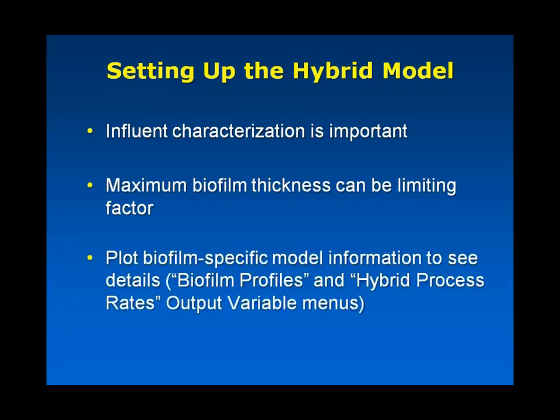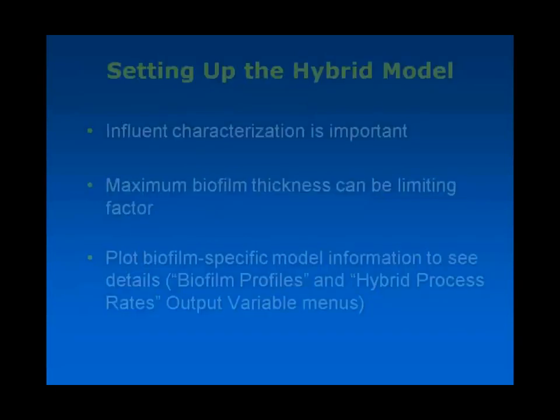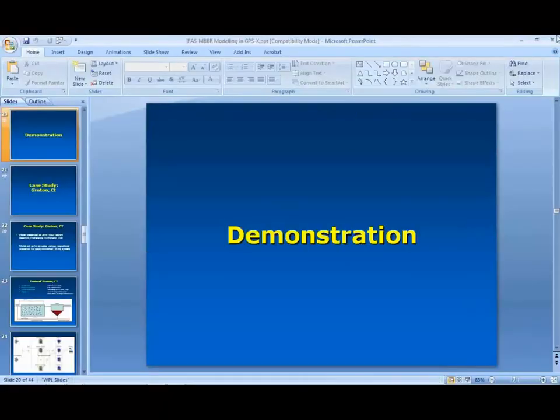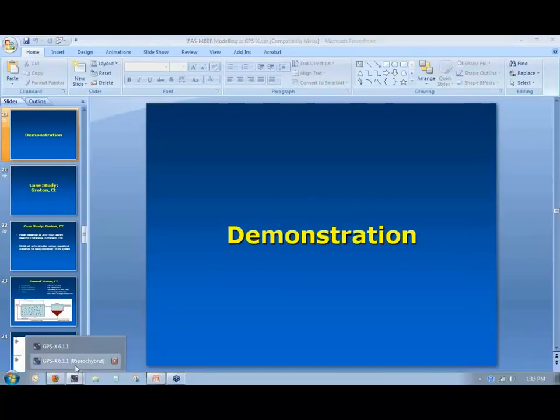Now, the nice thing is in this unit process object, you've got a lot of biofilm-specific model information that you can plot on graphs, in addition to the regular stuff that you would normally have from a plug flow tank. So there are a couple of other output variable menus, biofilm profiles and hybrid process rates, that are specific to this type of system, and they're very valuable in order to plot them and understand what's going on in your biofilm. So I'm going to show you an example of that right now. I'm going to flip over to my desktop here and bring up GPSX.